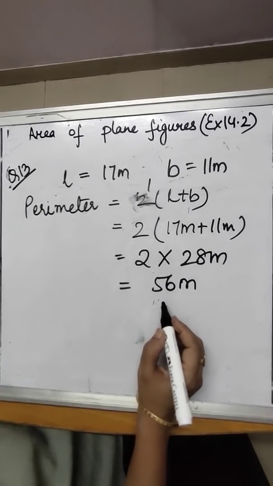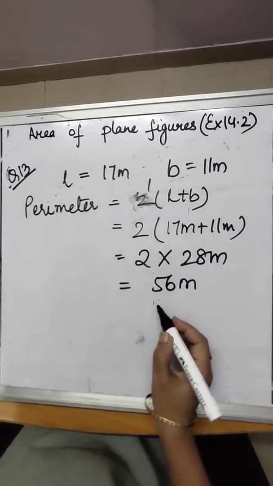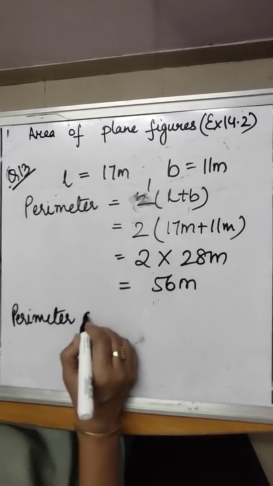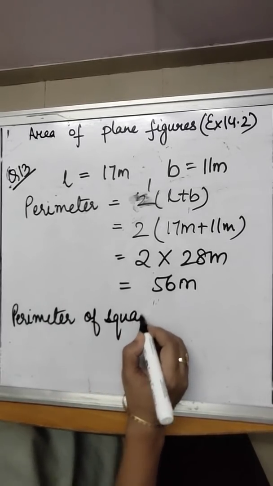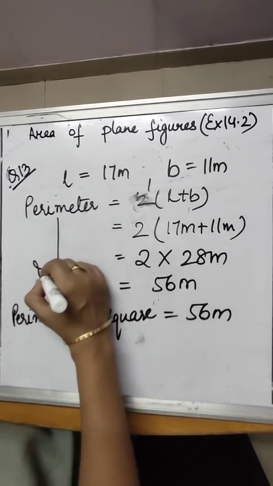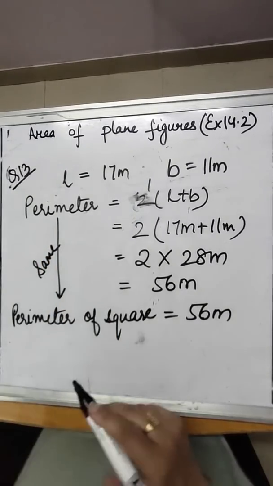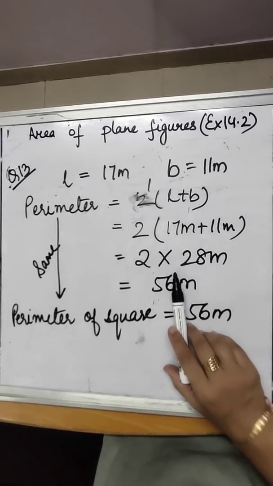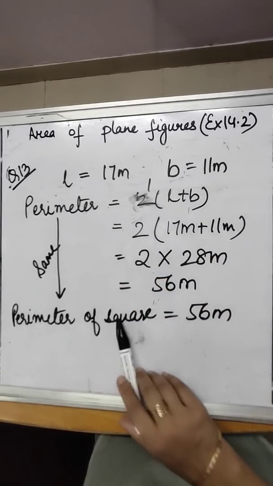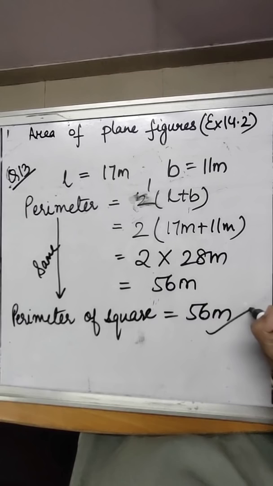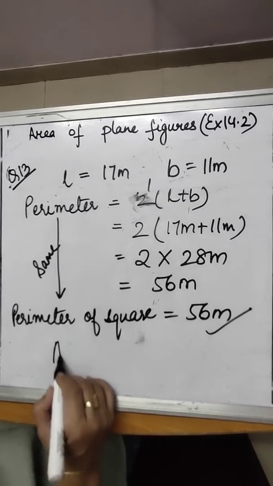That is equal to the perimeter of the square. Perimeter of the square is same. So perimeter of the square is what? Perimeter of the square is also 56 meter because these two values are same. So what we have done, with the help of the length and breadth of the rectangle, we have first found out the perimeter of the rectangle, and this perimeter is equal to the perimeter of the square. Now once I have the perimeter of the square, what I have to find out in the question? I have to find out area of the square.